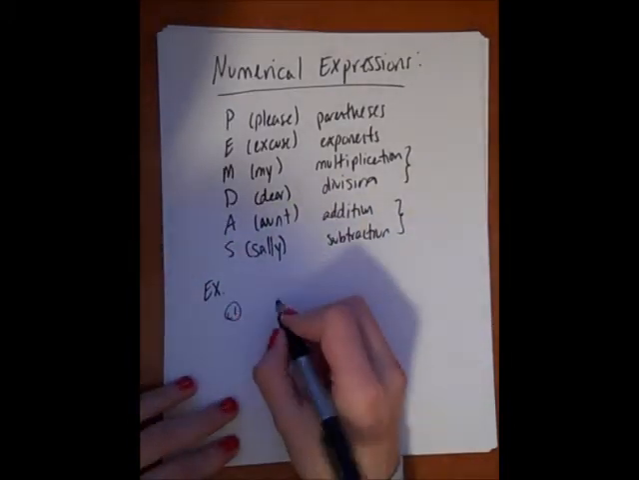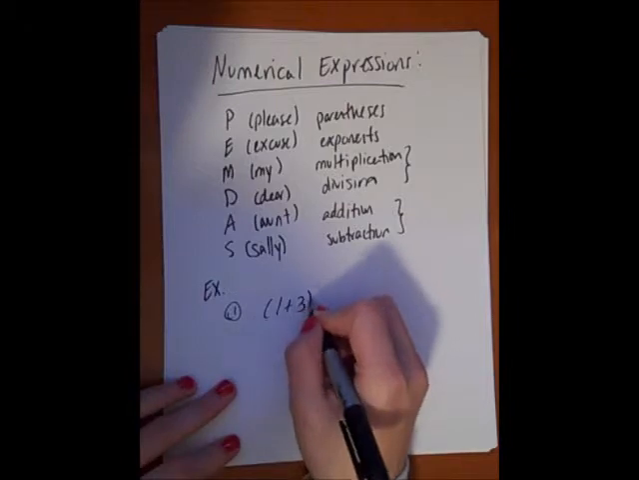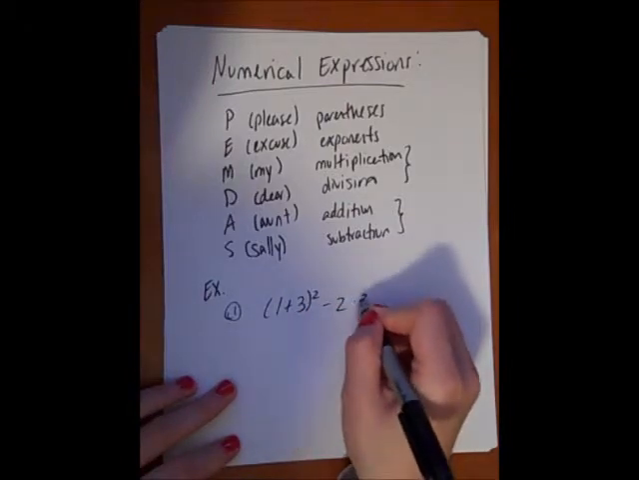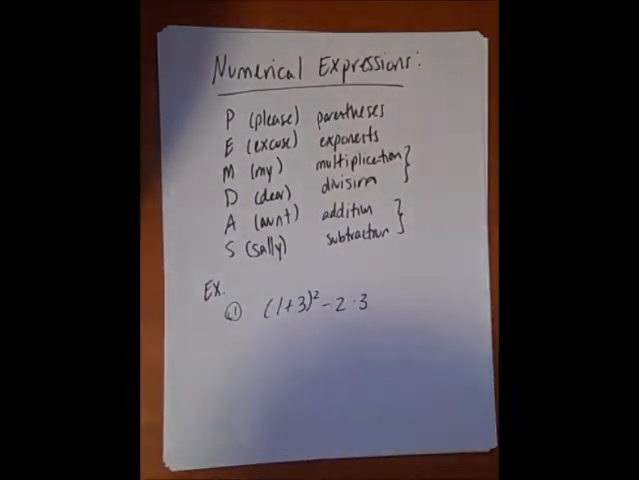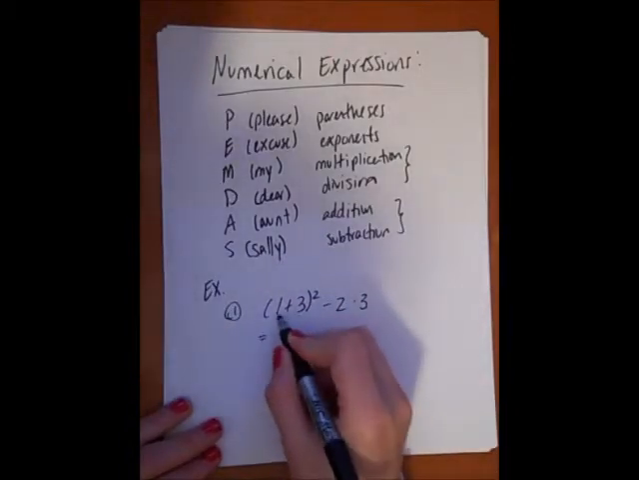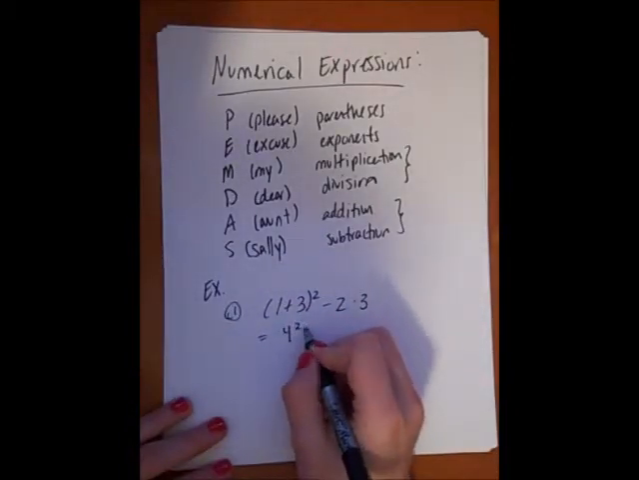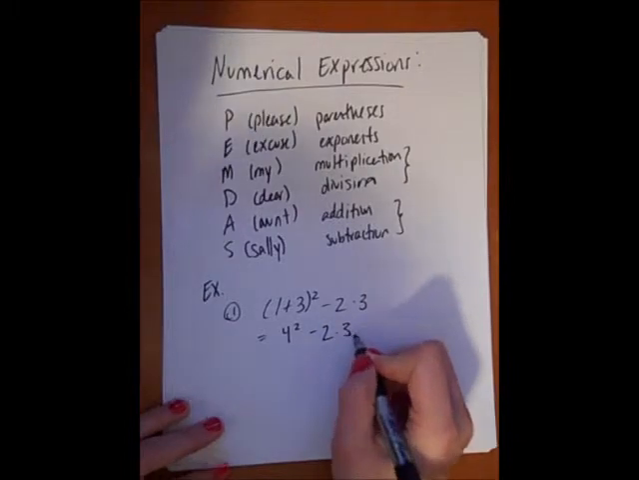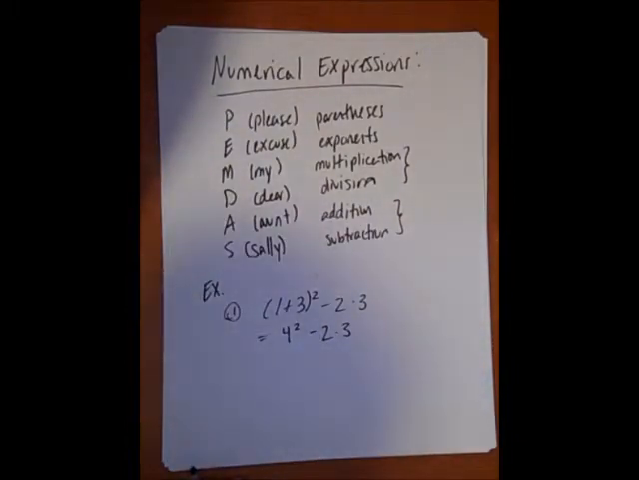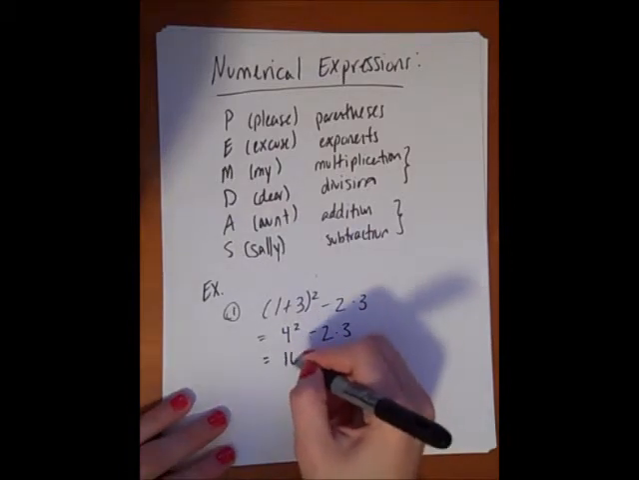Let's say that I want to evaluate 1 plus 3, squared, minus 2 times 3. Well, let's go through and use our rules. First off, do I have any parentheses? Yes, I do here. So I'll add those first. This is 4 squared minus 2 times 3. Next, do I have any exponents? I do. I have a squared on the 4, so 4 squared is 16.